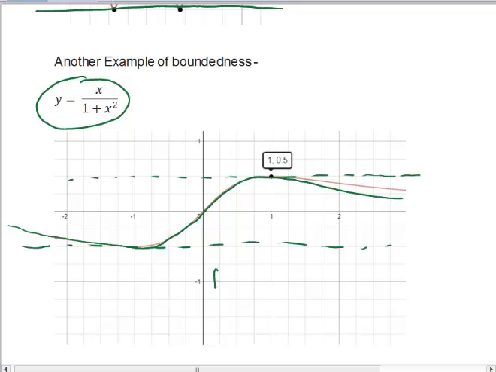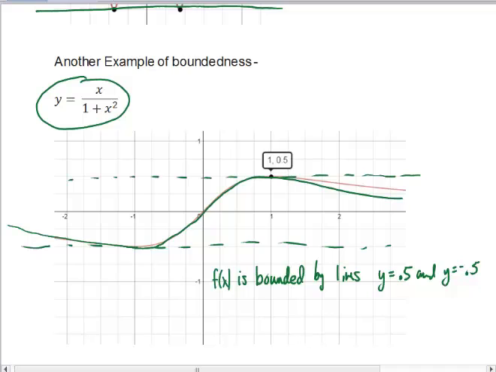So you would say f of x is bounded. You just say it is bounded. Now when you say it's just bounded, then we interpret that as saying it's bounded from above and below. So you say it's bounded by the lines, or the values, y equals 0.5 and y equals -0.5.